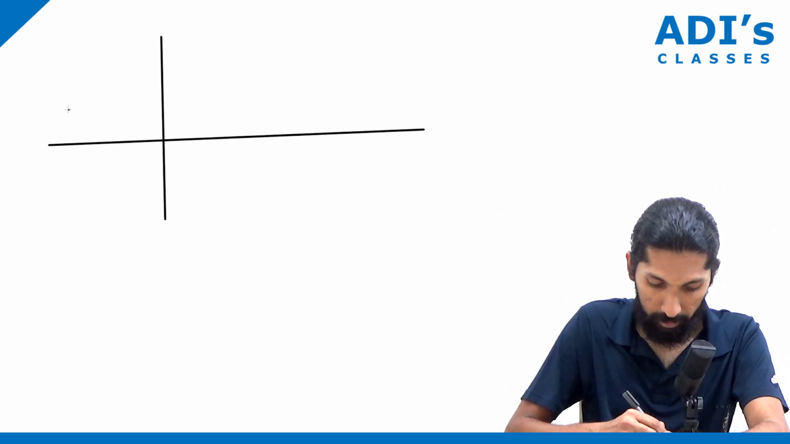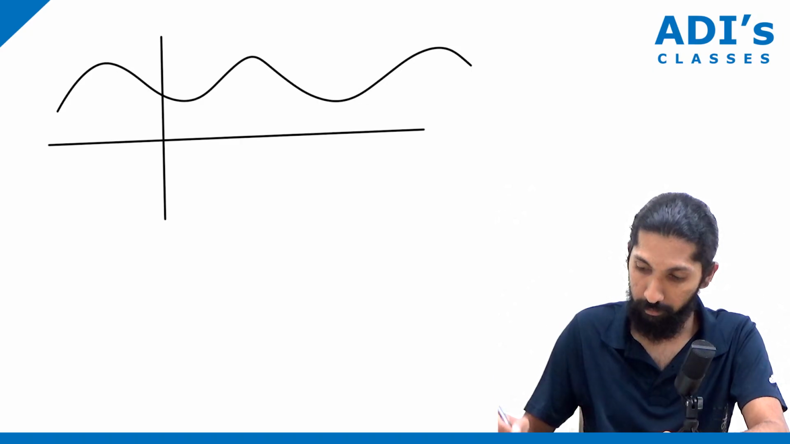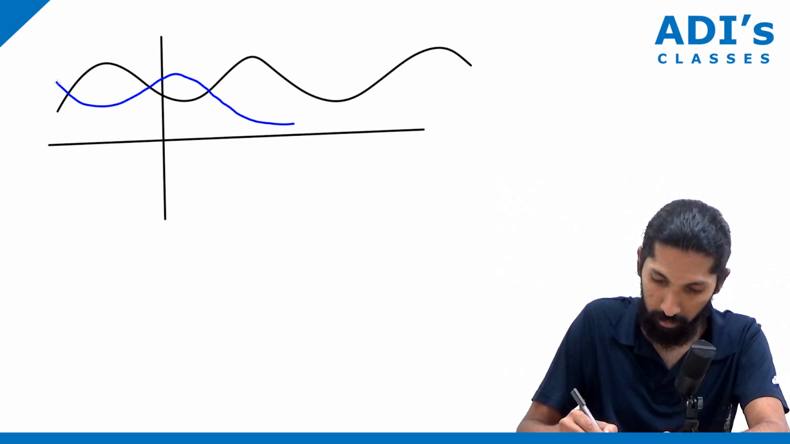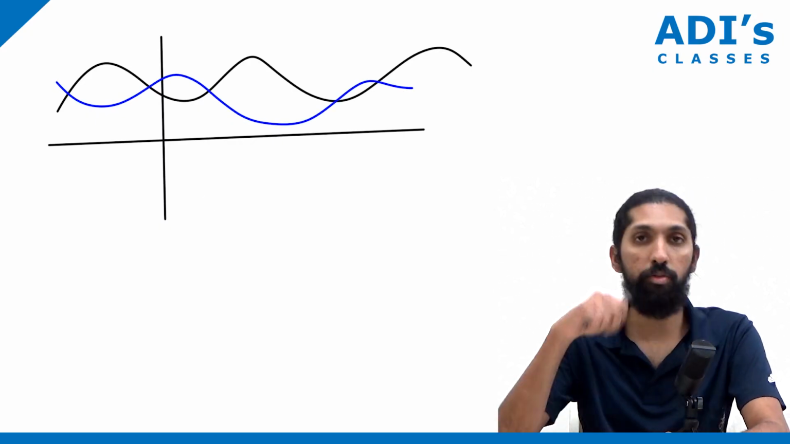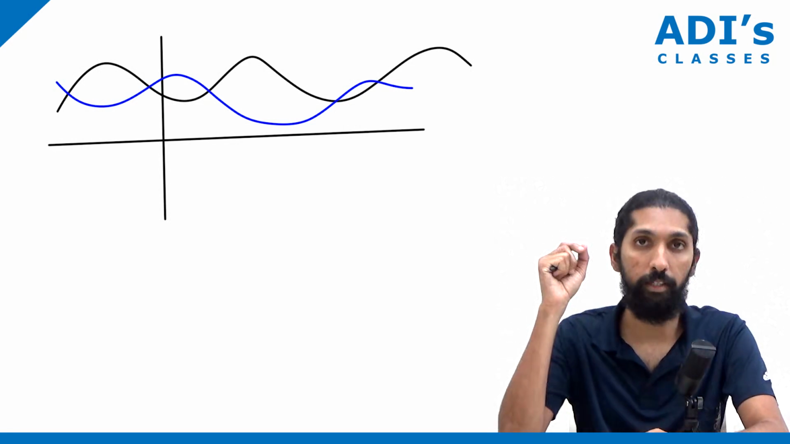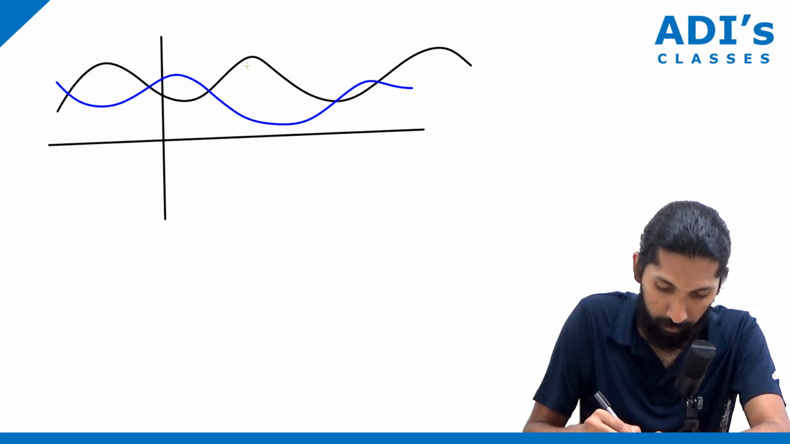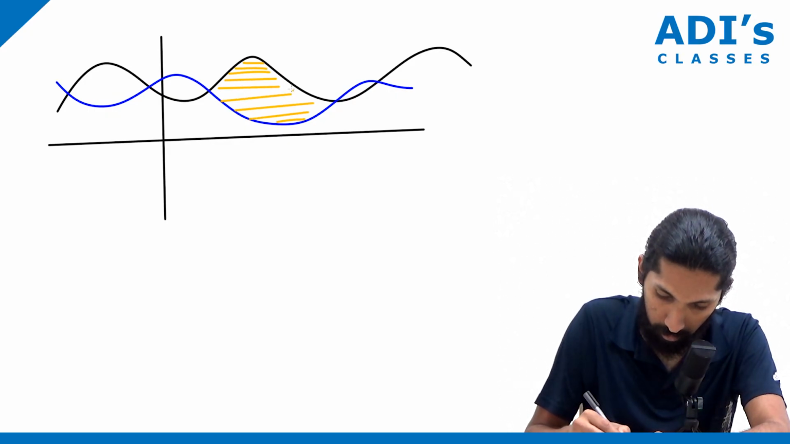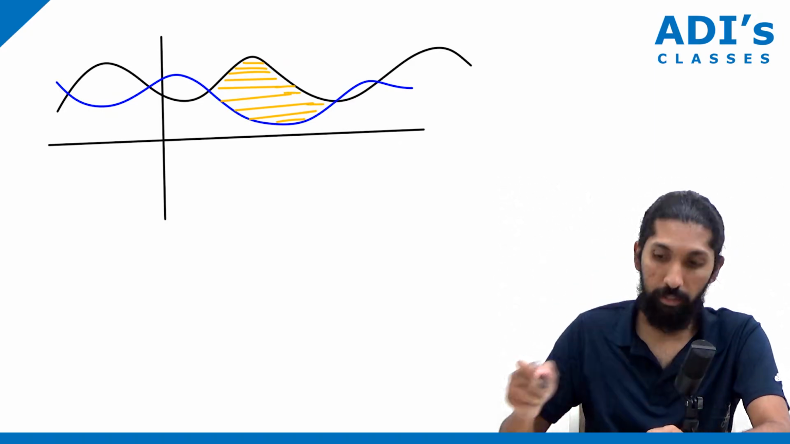So let's say one curve is something like this. This is one curve. Say we have one more curve, something like this. Say this is another curve. Now, between these two curves, there is one region where you have to find the area. Let's say I'll ask you to find the area of this particular region. See here, this region.